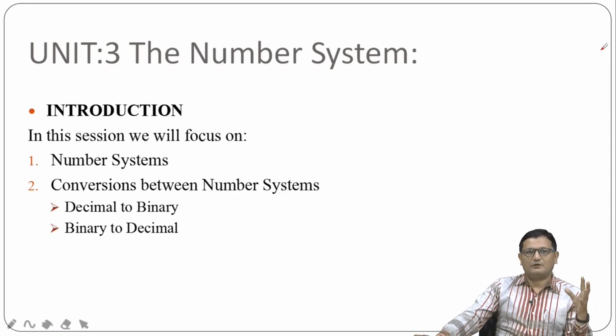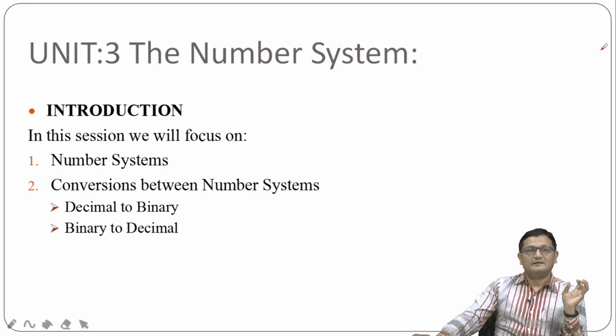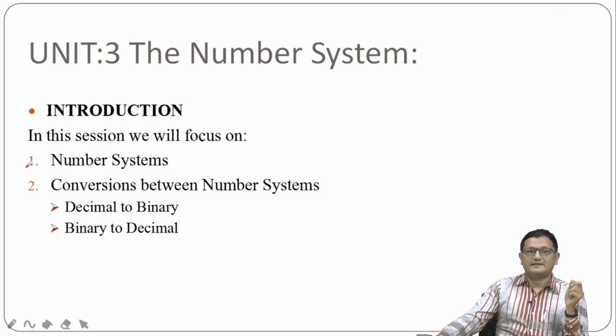Similarly, binary is not the only numbering system. There are 4 numbering systems, right? So first of all, we will try to understand what these 4 different types of numbering systems are, and then we will see how we can convert a number or data from one numbering system to another. Basically in this particular session, we will focus on what the number system actually is, and then we will discuss 2 different number systems, the decimal number system and the binary number system, and we will see how we can convert a decimal number into binary and a binary number into decimal, right?